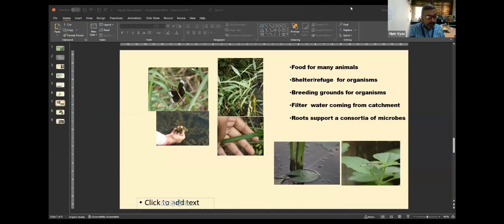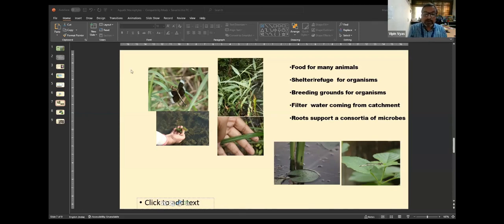We have seen in many areas that plants are removed as weed. People think it is a weed and should be removed. But if you remove all the plants from the water body, it is not good for the health of the water body, because all the contamination coming from the catchment area will enter the water body and may create different types of problems. So these plants function as a filter for the water body. There should be a growth of macrophytes around a water body to keep it healthy. That is also very important.